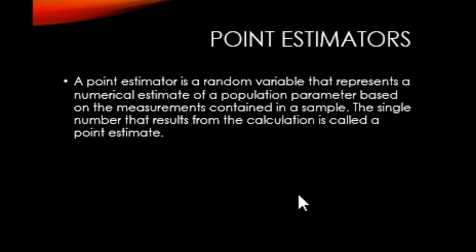Let's start with a very basic idea of estimation. Let's say we want to estimate the value of a population parameter. The easiest way would be to gather a sample from the population and then calculate a point estimate, which is a single number that results from the calculation. For example, if we are interested in the mean mu of a population, we pick a sample from that population and calculate the sample mean x bar. Then the sample mean x bar is the point estimate of the population mean mu.